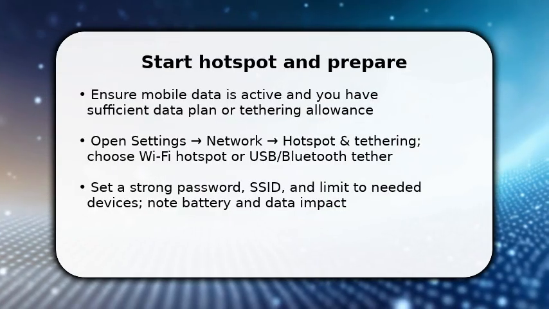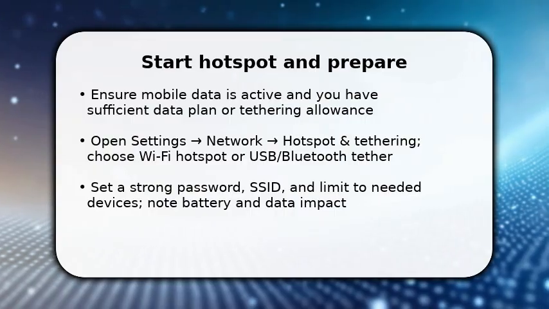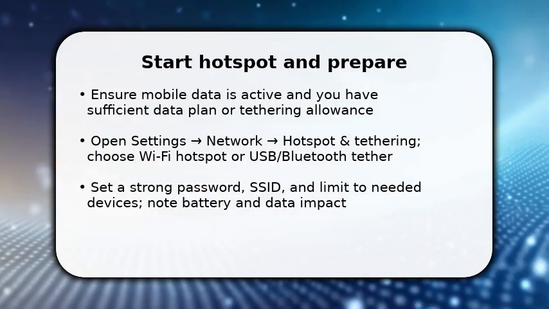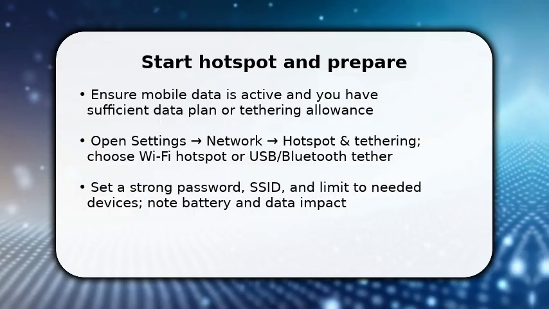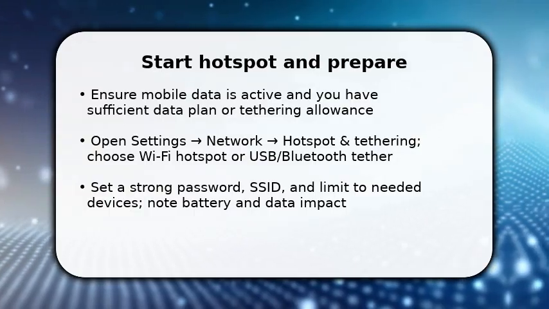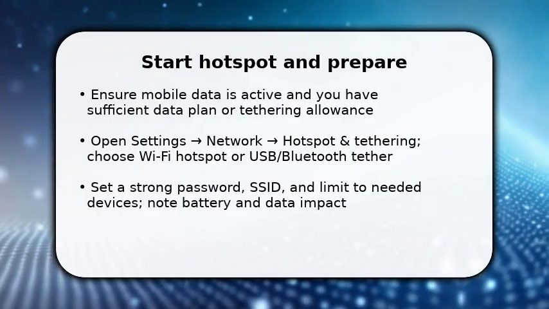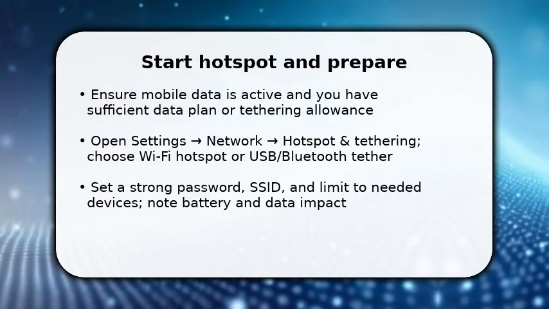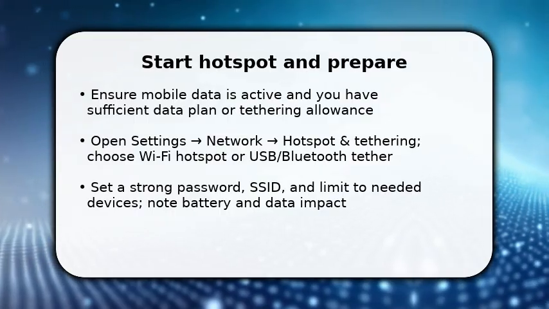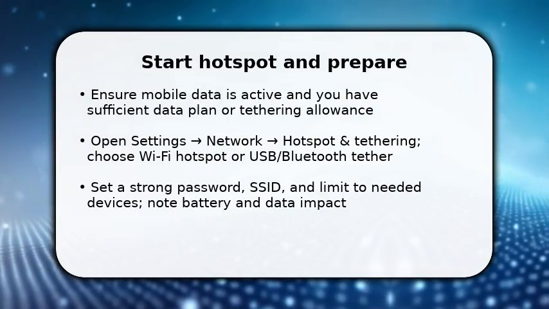You begin by enabling mobile data and checking your plan limits so you don't hit surprises. Once done, open Settings and go straight to Hotspot and Tethering. Choose Wi-Fi hotspot or USB/Bluetooth tether, depending on the device you'll connect. Make sure to name the network and set a secure password so strangers can't join.